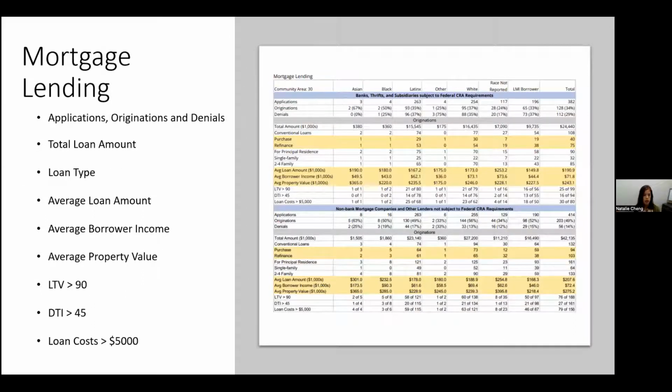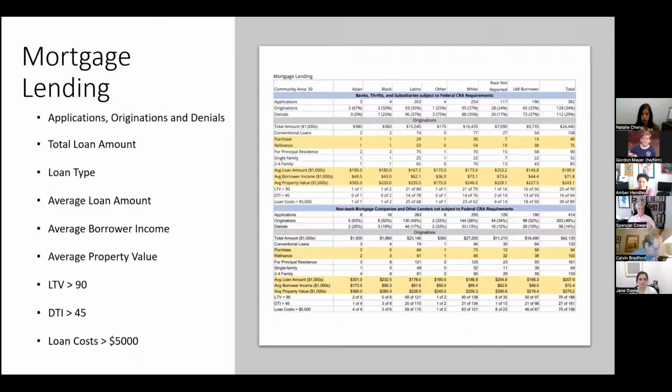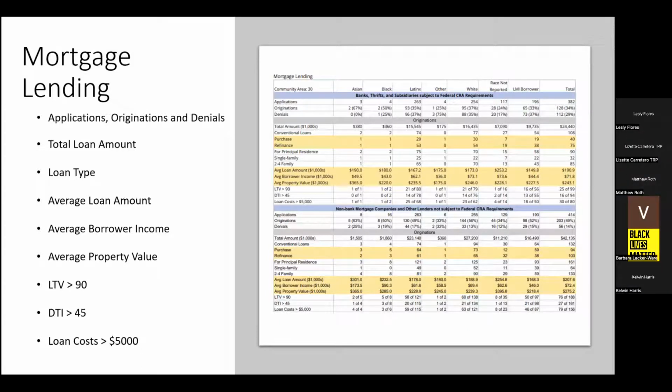Second category we publish is mortgage lending data. So there are 2 tables for this. One is for lenders that must comply with CRA regulations, so the lenders that have to undergo those regular exams and reviews I mentioned earlier. And then the table below it is for lenders that are not subject to the CRA. And this is all mortgage lending, and everything here is broken down by race, ethnicity, and also LMI, low to moderate income borrowers.